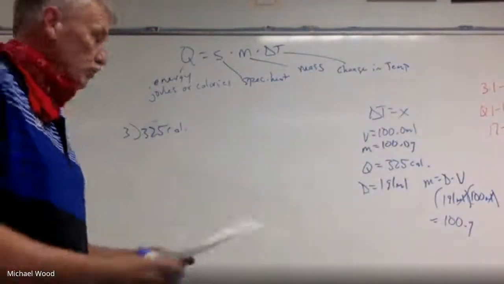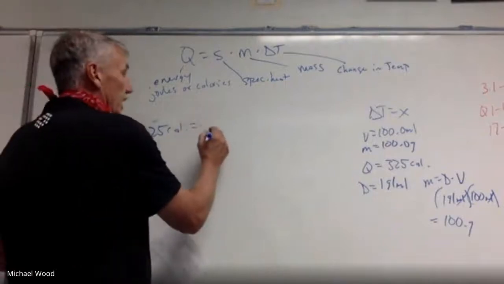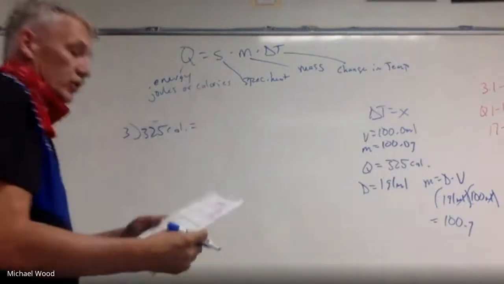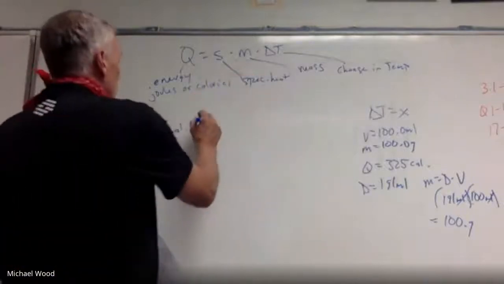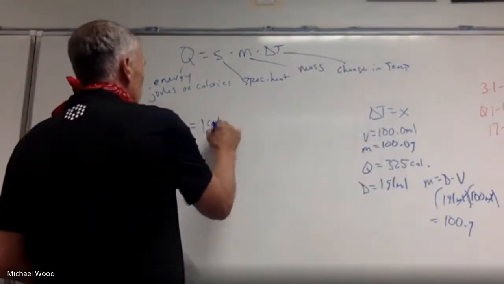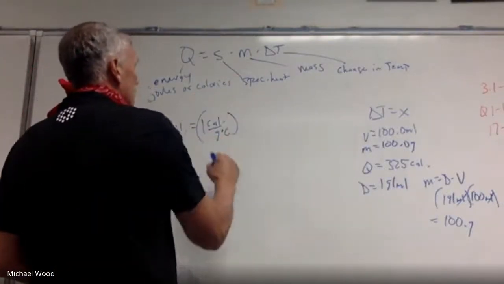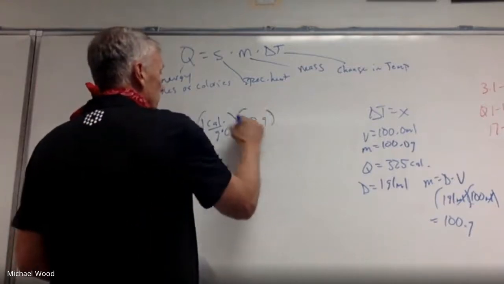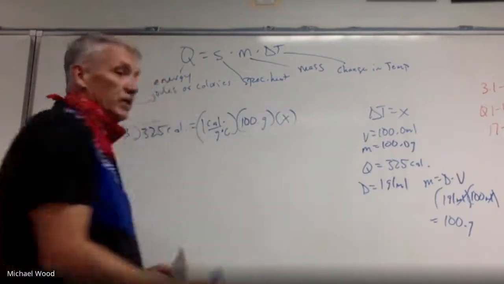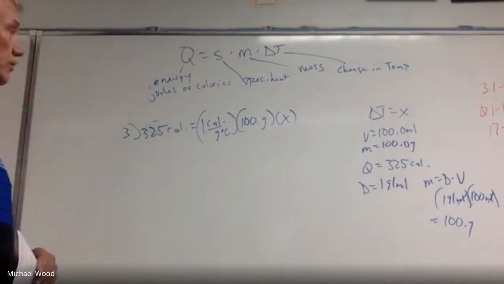So Q is 325 calories. S, because it's water, I'm going to go back, and because it's calories, I'm going to use that right there. So 1 calorie per gram times degrees Celsius. The mass is 100 grams, and the delta T is X. So again, this is why I call this a plug and chug problem.